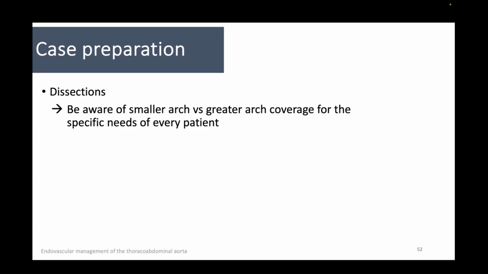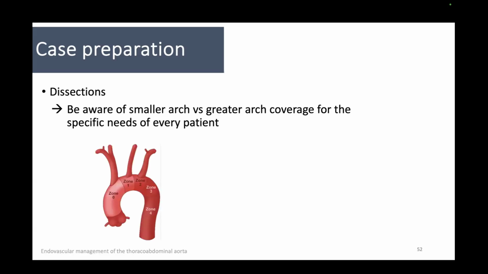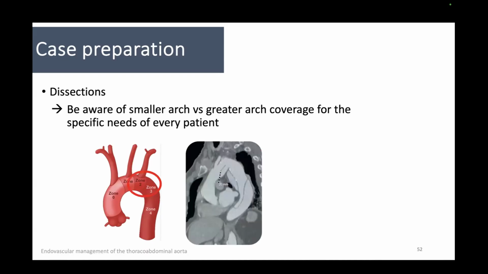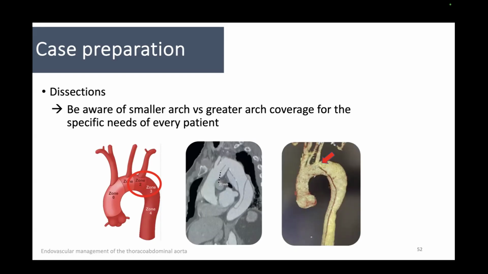Be also aware of a smaller arch versus greater arch coverage for the specific needs of every patient. What I mean by that is that when you get into the arch, because usually when you have to cover an entry tear, it's in these zones between zone 3 and zone 2 and zone 1. In these cases, sometimes the arch is very angulated and sometimes the smaller arch, so the portion that's just at the lower portion of the arch, does not offer the same seal as the greater arch for every pathology. So as you can see in this image, for example, the greater arch is the one that I needed to take care about in this case.